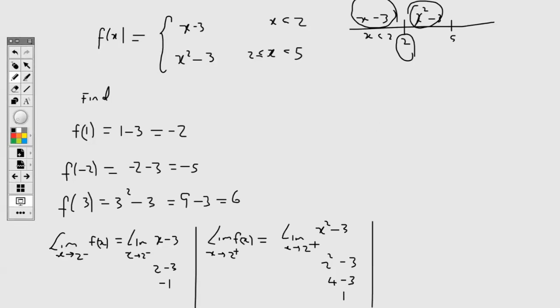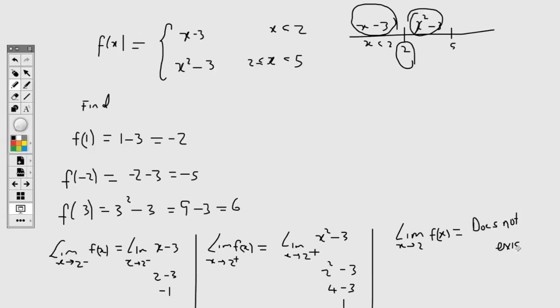Now, once the left and the right are not equal, then it means the limit as x tends to 2 for the function does not exist. So this does not exist. And it does not exist due to the fact that these are not the same. So once they're not the same, it does not exist.